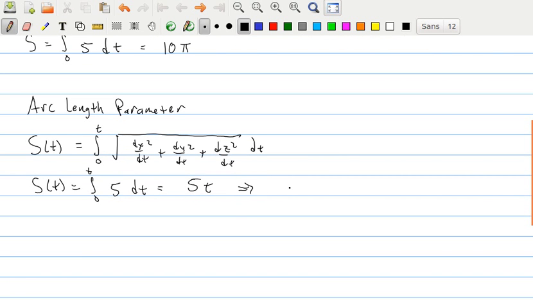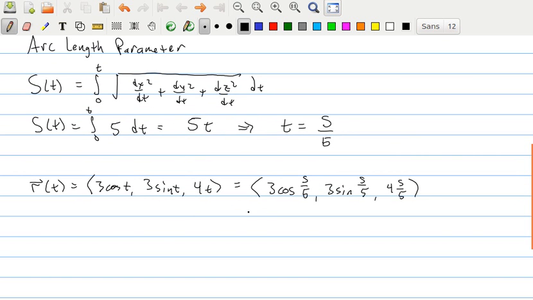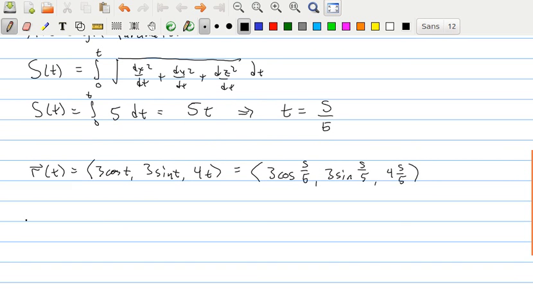Now if we solve this for t, we get that t is s over 5. So this is a way to reparameterize the original curve. So r of t was 3 cosine t, 3 sine t, 4t. To reparameterize this, I'm going to replace all of those t's with s over 5. So this becomes 3 cosine of s over 5, 3 sine of s over 5, and 4 s over 5. That's reparameterizing this in terms of arc length. Okay. Now with that out of the way, we're ready to actually define curvature.